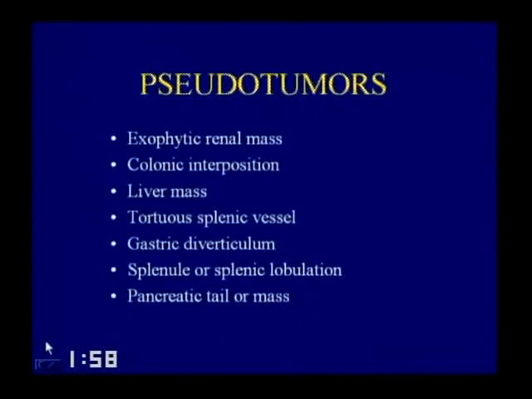Just want to spend the last few minutes on pseudotumors. Things that can mimic adrenal masses are exophytic masses of the kidney, a little bit of colon getting up in the area, particularly on the right side, liver masses on the right, tortuous splenic masses, and gastric diverticula on the left. Splenules can mimic them, and pancreatic lesions can mimic adrenal masses.